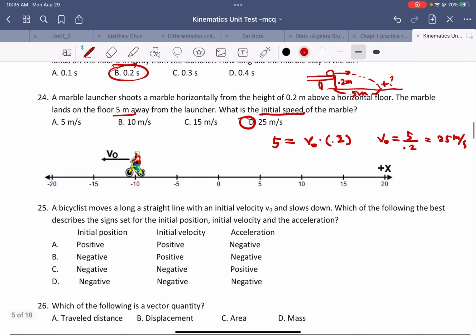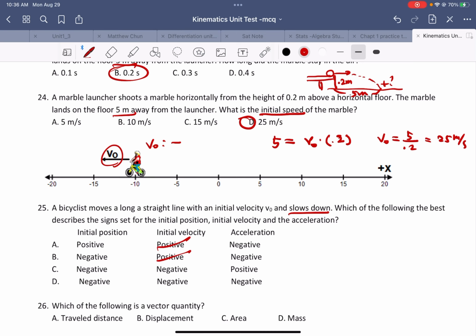Now next one, number 25. A bicyclist moves along a straight line with the initial velocity v naught and slows down. Which of the following best describes the sign set for the initial position, initial velocity, and acceleration? So initial velocity, since this vector is moving to the left, it's toward the left. That means this is negative. Your initial velocity should be negative. But it says slow down.